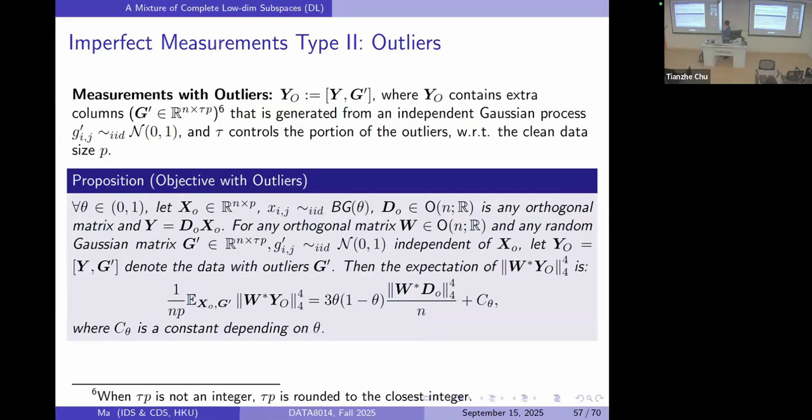So now under very general conditions, if those are the outliers, again, the expectation of this one is close to 0.